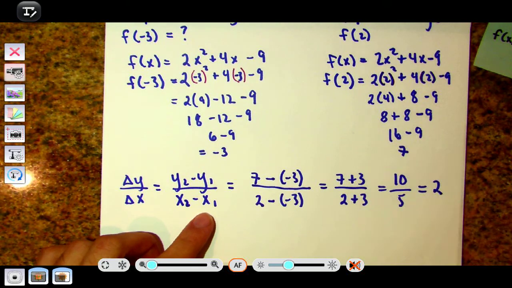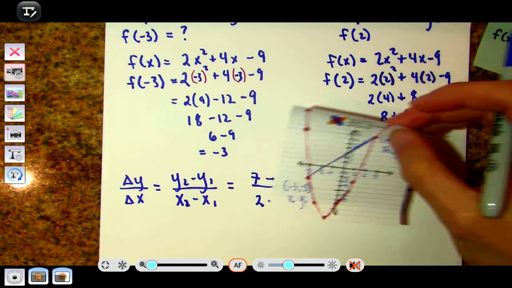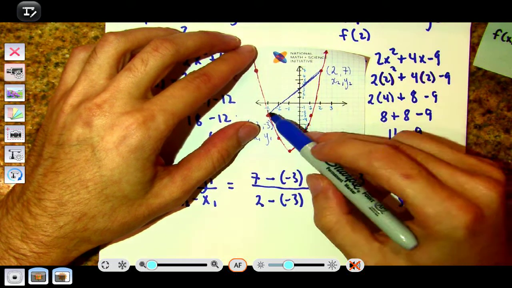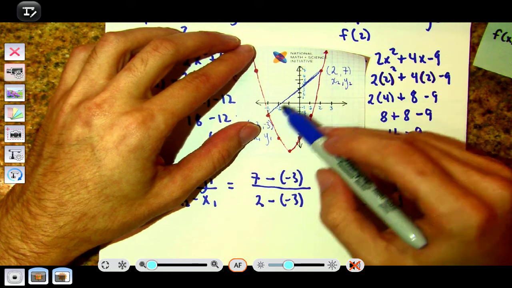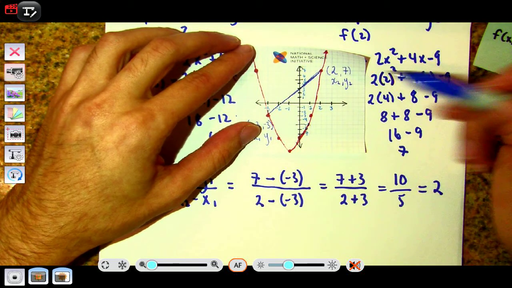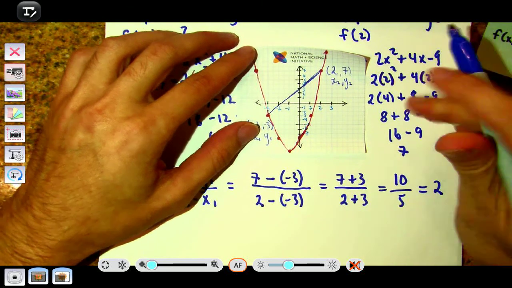So the average rate of change, or the slope of this secant line from x equals -3 to x equals 2, the slope of this line is 2. And that's it. That's what we wanted to calculate within this problem.